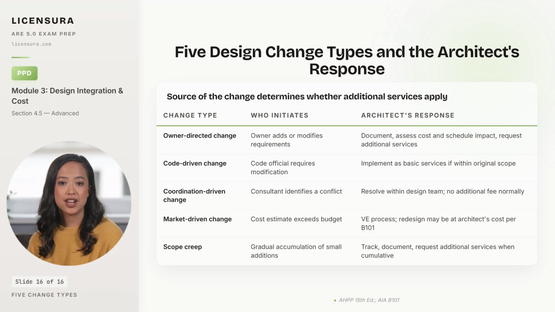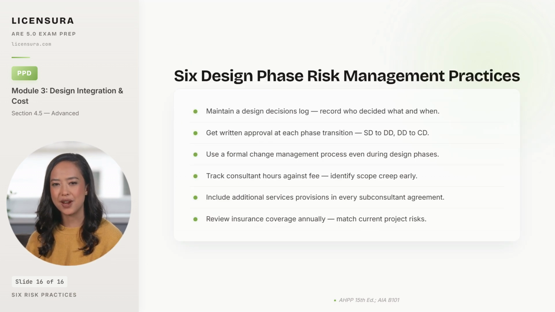Scope creep is the gradual accumulation of small additions that individually look harmless. The architect tracks each one, documents the cumulative impact, and requests additional services when the total reaches a threshold worth invoicing. 6 risk management practices anchor every design phase, and each one is a defensive tool the lawsuit hopes you forgot.